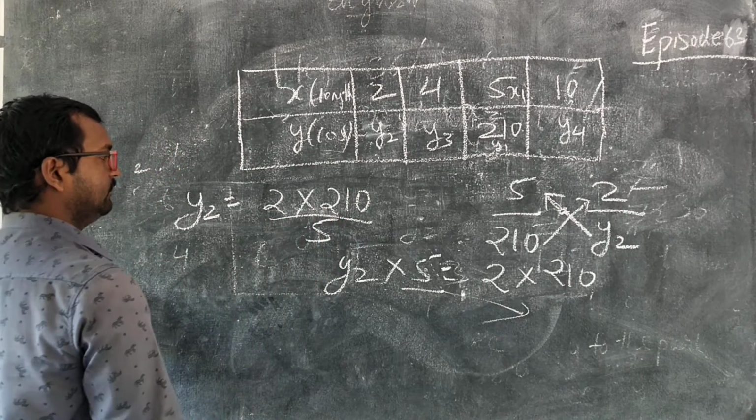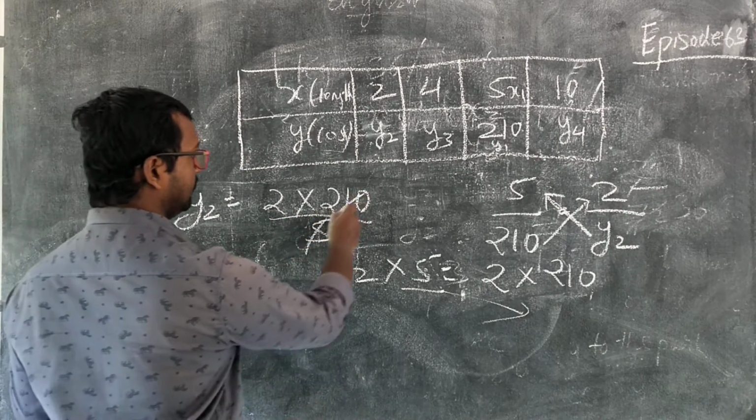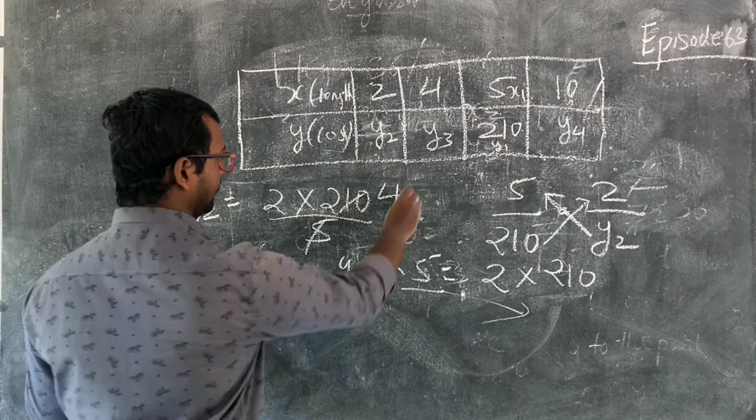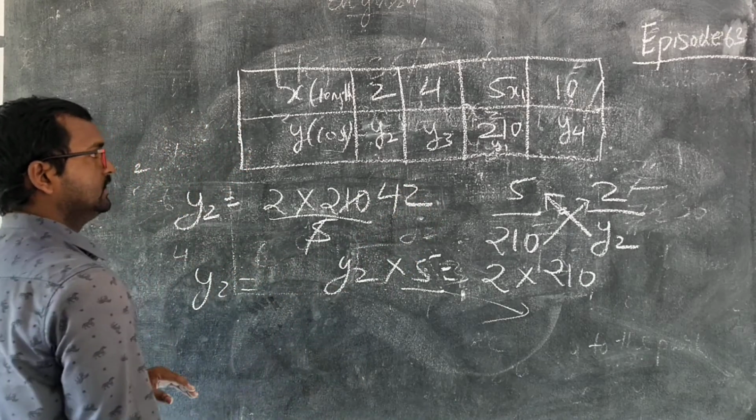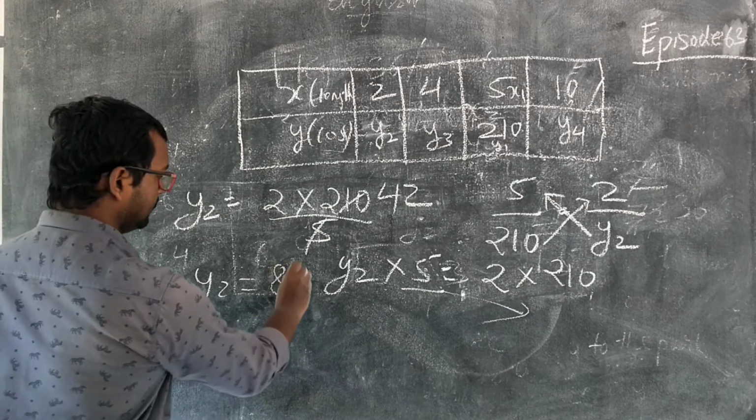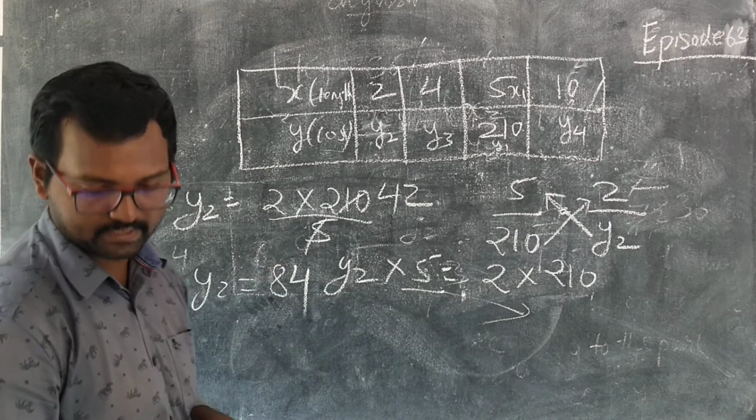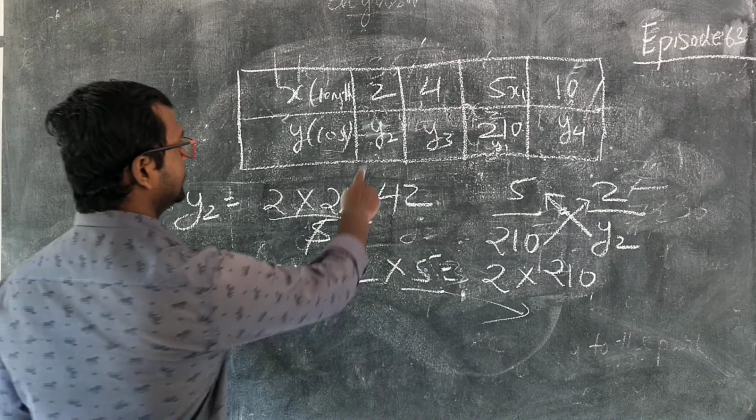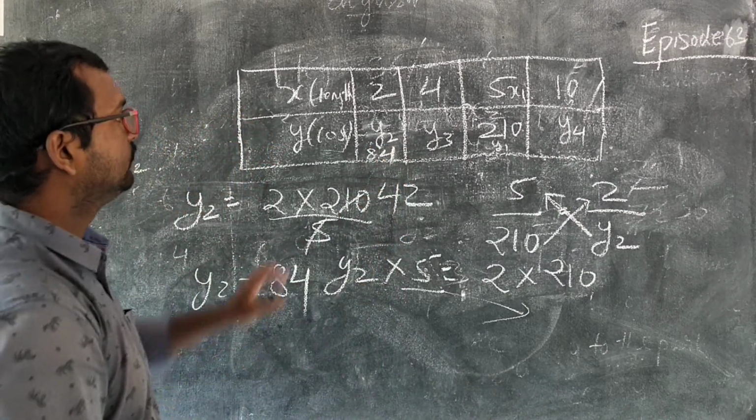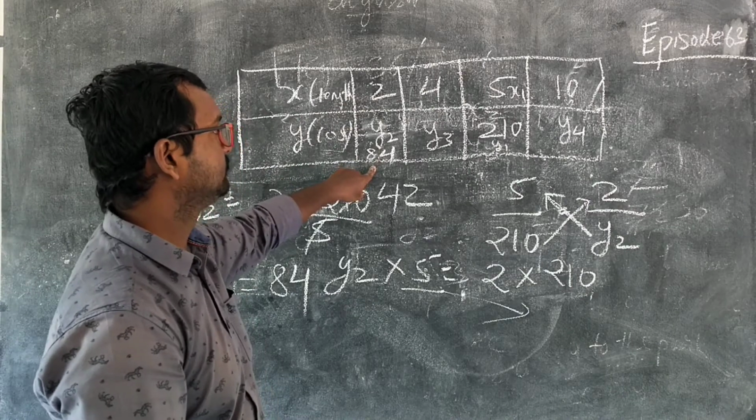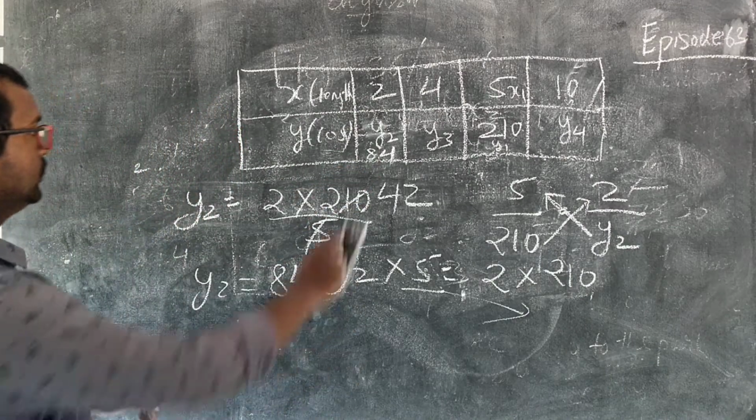So the final answer that we will get is 5 for the 20, 5 for the 10. So y2 is equal to 42 into 2, how much is that? The answer we will get is 84 rupees. So the answer here is 84 rupees. So for 2 meter, 84 rupees. Okay. Next, move on to the next one.